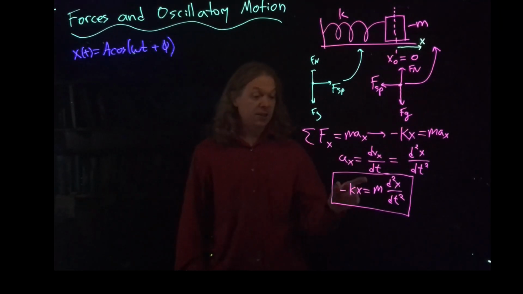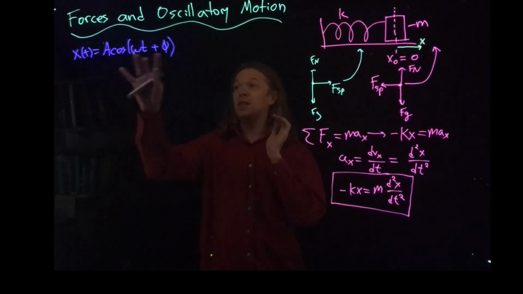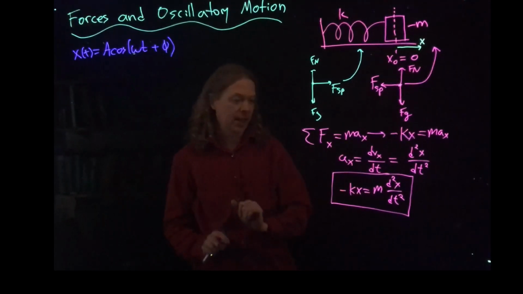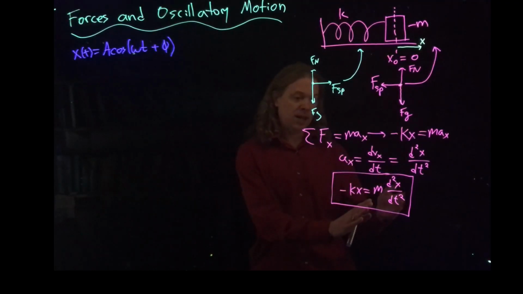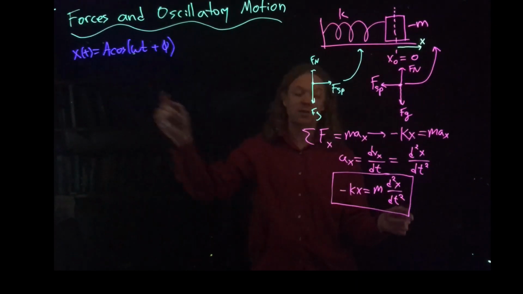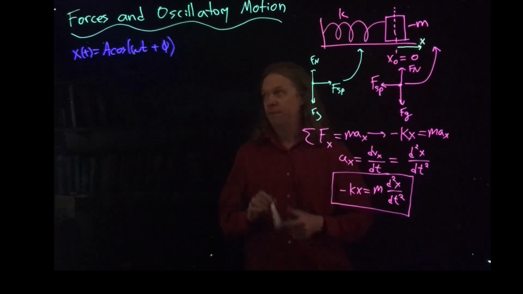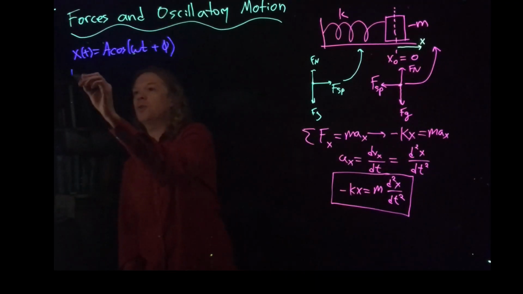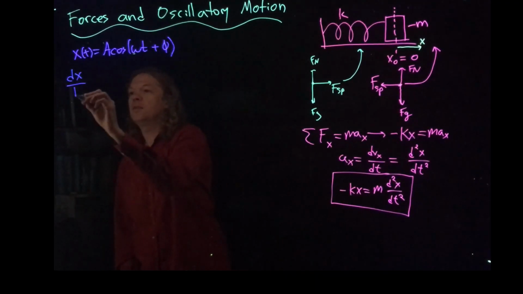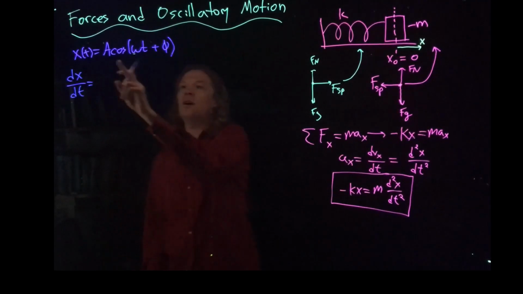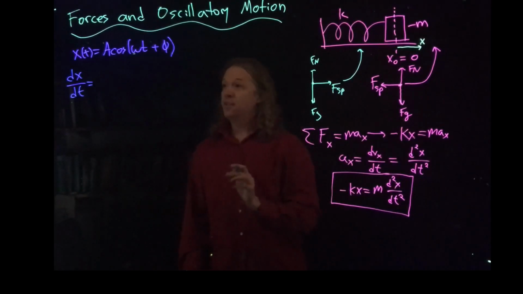Okay, so the left-hand side of this is going to be easy because I just do minus k times this thing. So let's worry about that later. Let's worry about the right-hand side, because the right-hand side is m d squared x dt squared. We need to take two derivatives of this to get that. So let's do that first. Let's first take dx dt of this function. Now, this is going to be pretty easy.